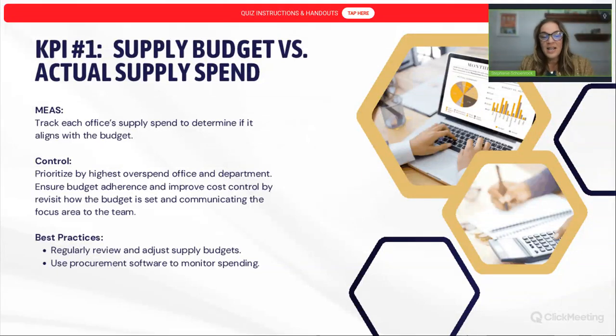You can prioritize the highest overspend department or office, practice, and then you can ensure that people adhere to the budget and improve their cost control by revisiting how the budget's set, which we just spoke about, and communicating the focus area to the team.